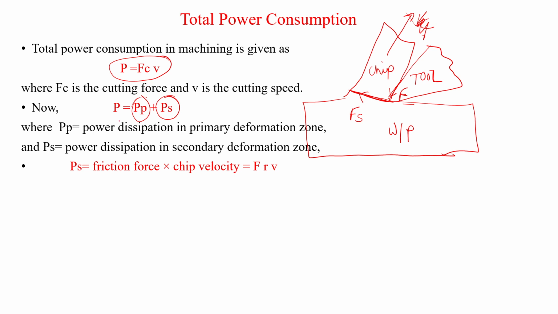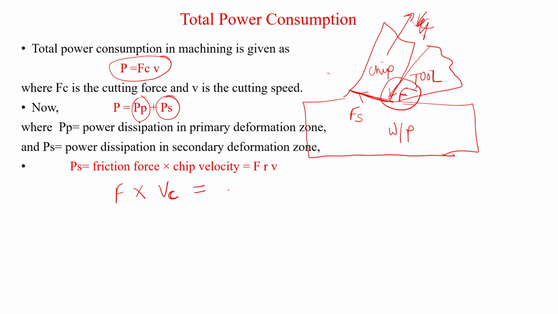On the rake surface, which force acts? Friction force acts, right? We have seen that on the rake surface friction force is acting. So this friction force into chip velocity is F into Vc, where Vc is the chip velocity.